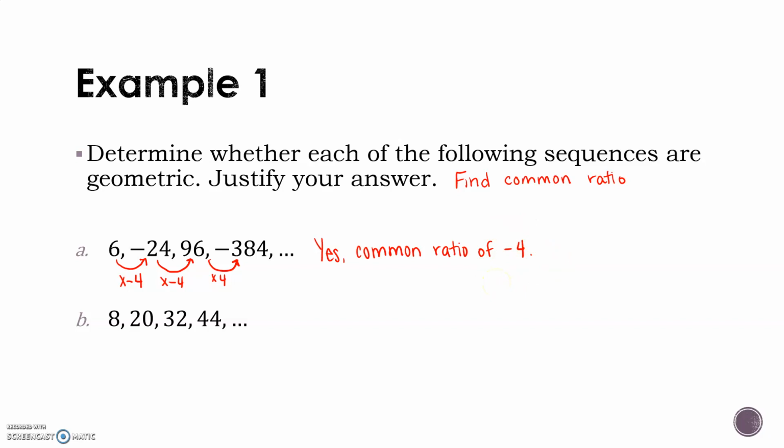If we look at this one, I would say, how do I get from 8 to 20, 20 to 32? There is a pattern, but the pattern is that it's adding 12. So this one is actually an arithmetic sequence, but we would say no, it is not geometric. They just wanted to know, is it geometric?